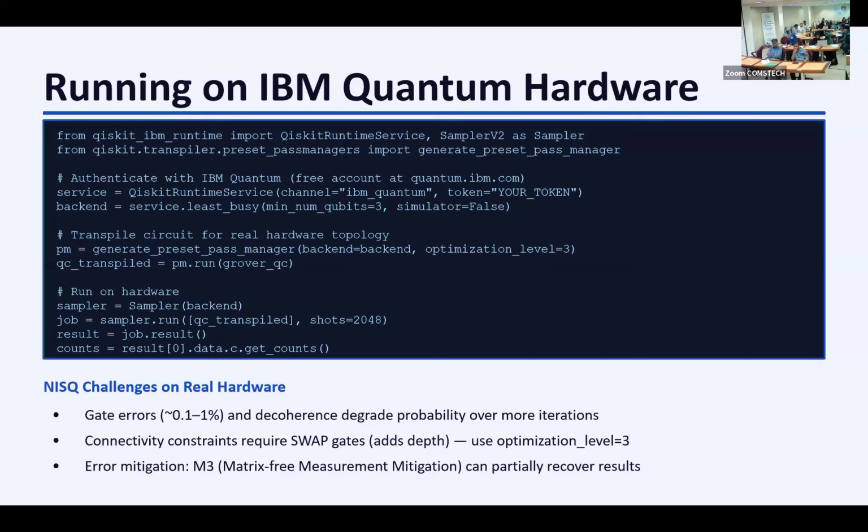So what are we going to do now? Now they are making logical qubits. Now what are logical qubits?